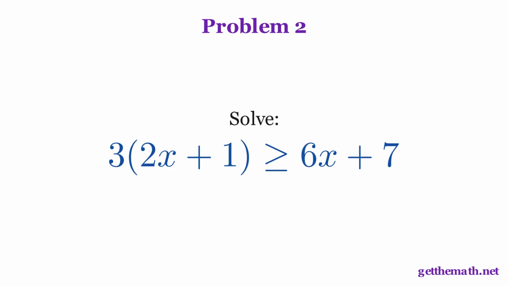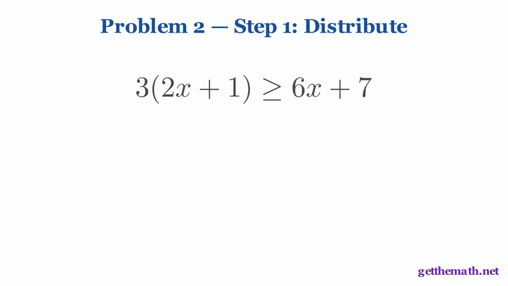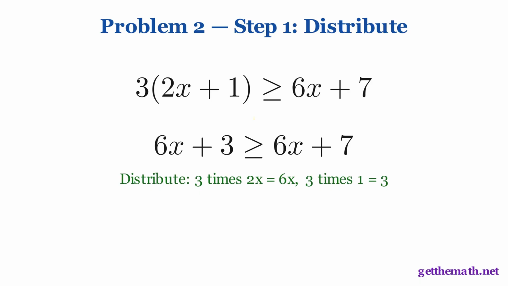Step 1. Distribute. 3 times 2x gives us 6x. 3 times 1 gives us 3. So the left side becomes 6x plus 3. The right side stays 6x plus 7. We now have 6x plus 3 is greater than or equal to 6x plus 7.